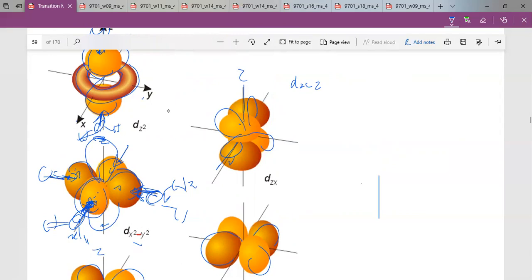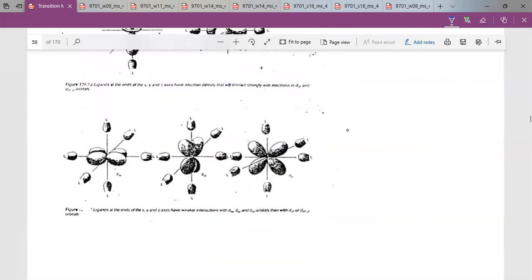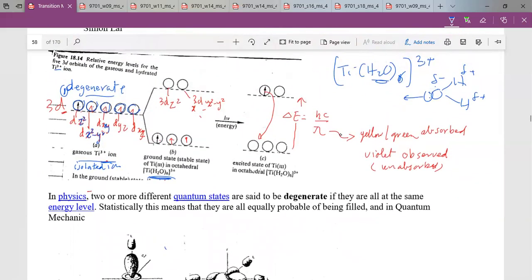When the electron comes here, this electron will feel repulsion with the lone pair. Therefore, the dz squared and the dx squared minus y squared will have higher energy than these 3 here. This is called splitting. So the d orbitals will split into 2 parts. The dz squared and the dx squared minus y squared will have high energy because of the lone electron pair of the ligand.